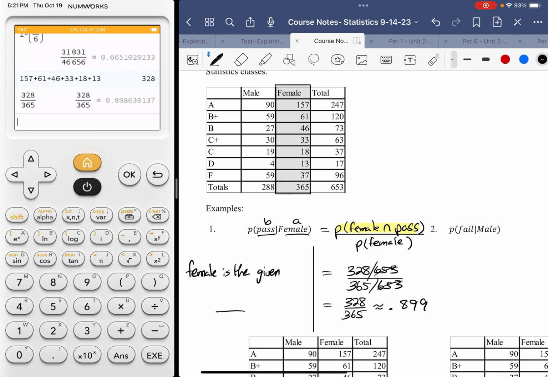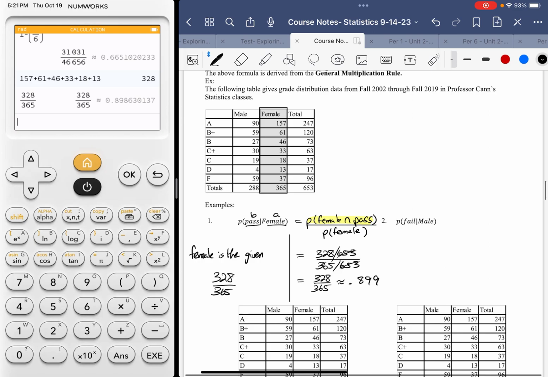There's 365 of them. From what I just encapsulated, and what I just shaded, from just that column, I'd be looking for the probability that the individual earned a passing grade, which is everyone except for these 37 individuals, right? Which gets you to the 328. I'll show you, in number 2, I'll show you just using the shortcut. So the given is male.